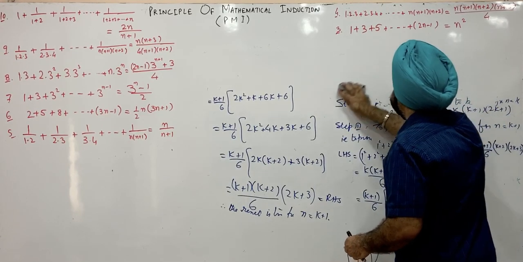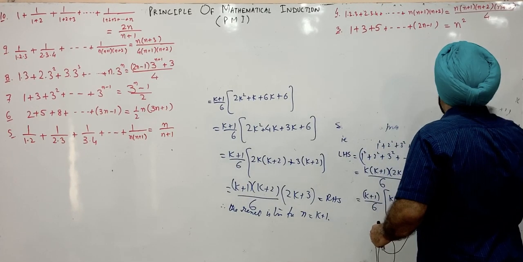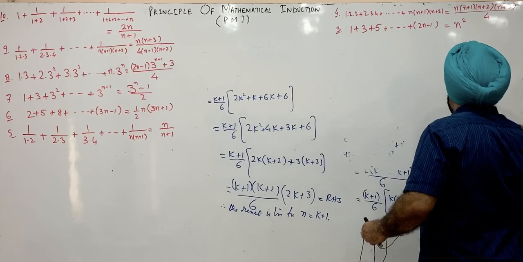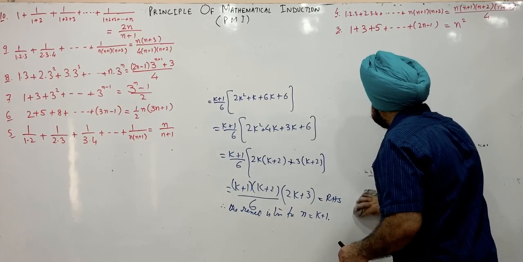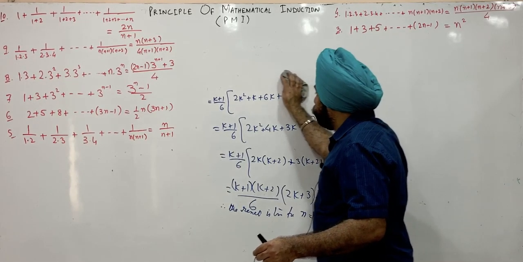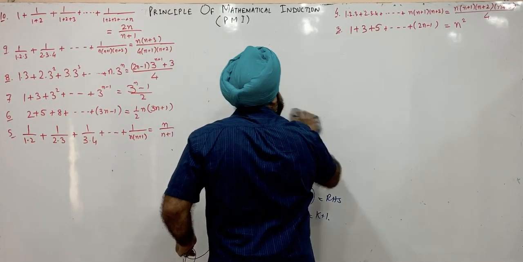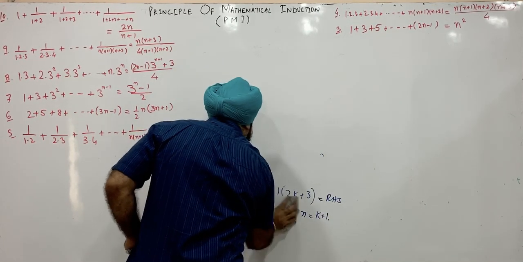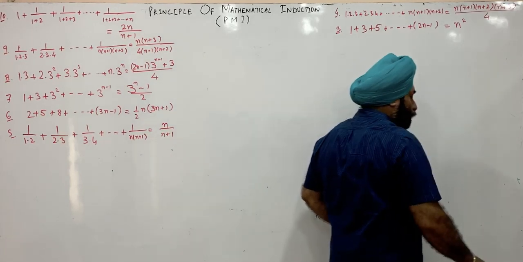The next one is 1 plus 3 plus 5 and so on up to 2n minus 1. This is we have to prove equal to n square. So you can see left hand side is sum of first n odd natural numbers and right hand side sum is n square.